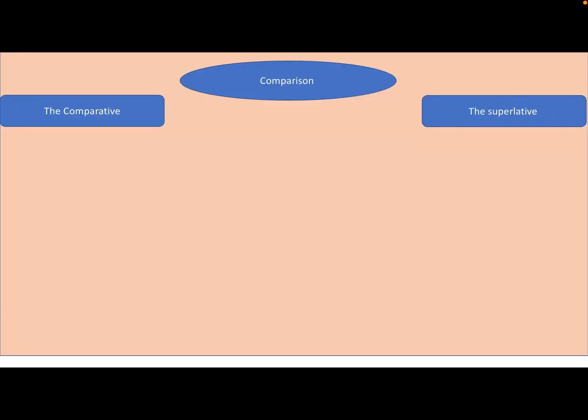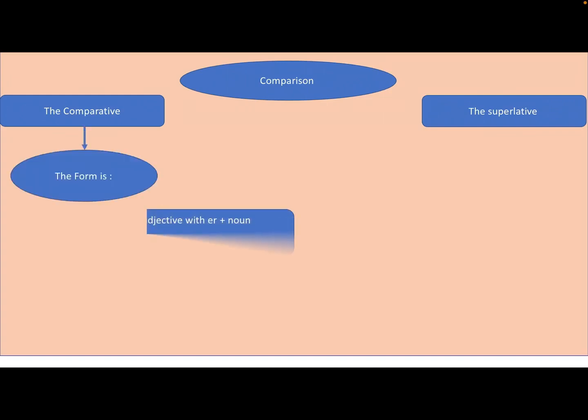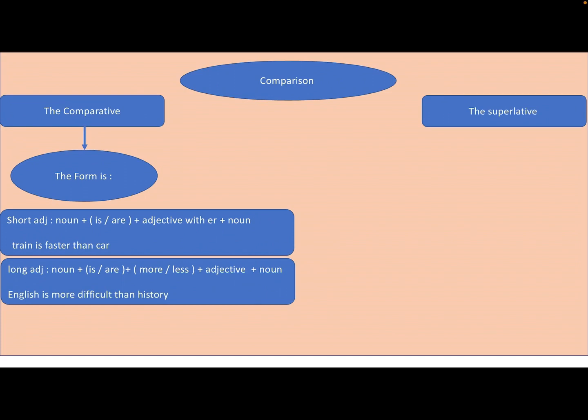So we are going to talk about the comparison in more detail. So comparison is the comparative and the superlative. Now we will talk about the form with short adjectives. The sentence is supposed to be noun plus is or are plus adjective with er plus noun. إذا كانت الجملة تحتوي على صفة قصيرة تكون الصيغة كالتالي: الاسم ثم is أو are إذا كان الاسم مفرد نستخدم is، إذا كان جمع are، ثم الصفة مضافا إليها er ثم الاسم.